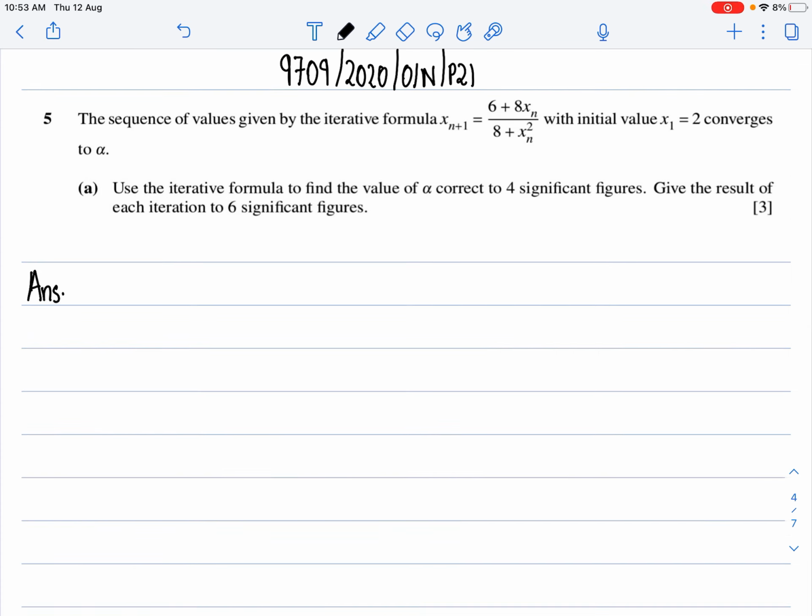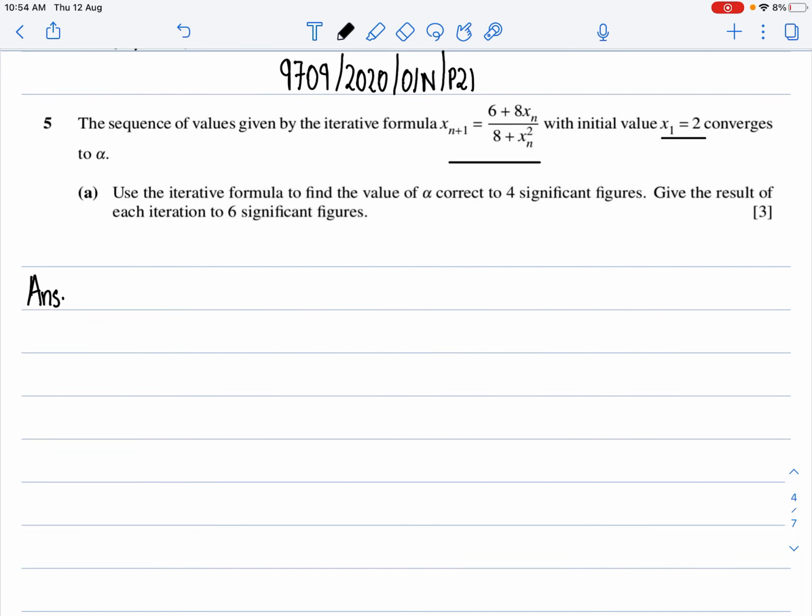This is from 9709, 2020, October-November paper 21. The sequence of values is given by the iterative formula, and the initial value is given as x1 equals 2, which converges to alpha. Now we need to use the iterative formula to find the value of alpha to 4 significant figures, giving the result of each iteration to 6 significant figures. Because you already have your initial value x1, you take your n as 1.